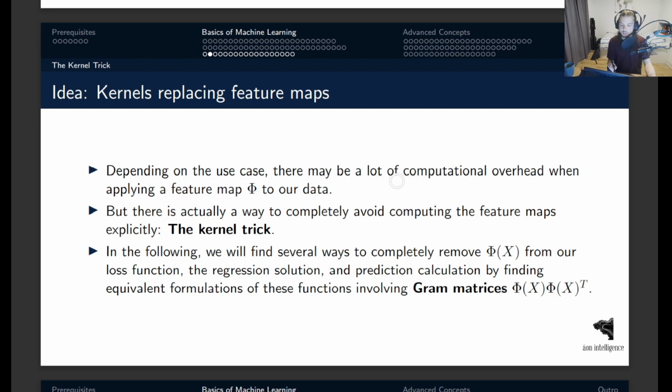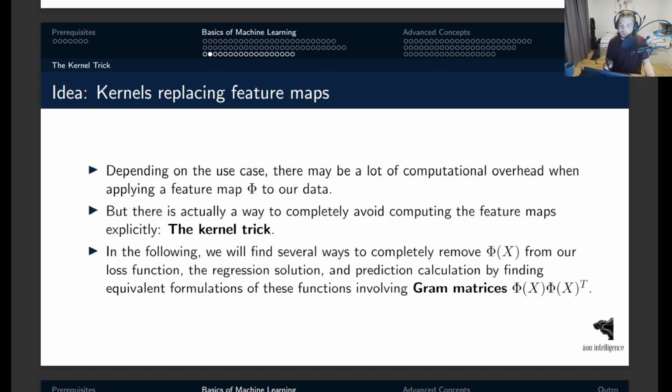But we've also seen that there may be a lot of computational overhead when applying a feature map phi to our observations. In particular, we have seen that the normal equation, the solution to our linear regression problem where we find the optimal parameter vector w star, involves the inversion of a k by k matrix, which scales quadratically in the number of features we include in our linear regression. Now the kernel trick is a way to completely avoid the explicit evaluation of a feature mapped observation.